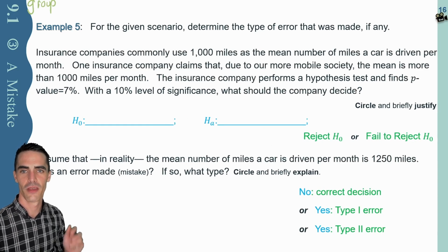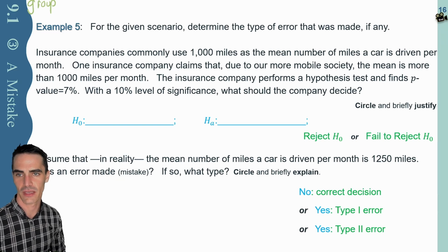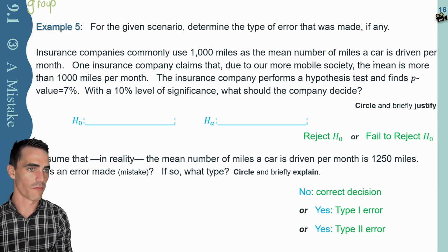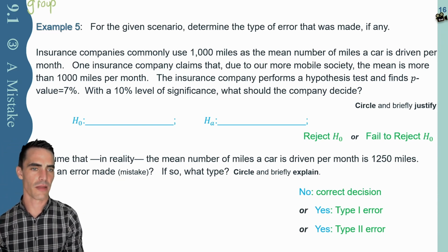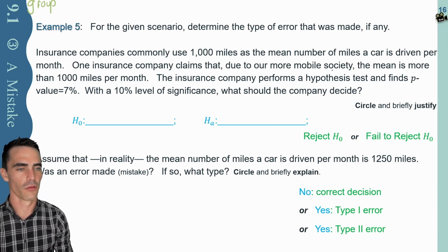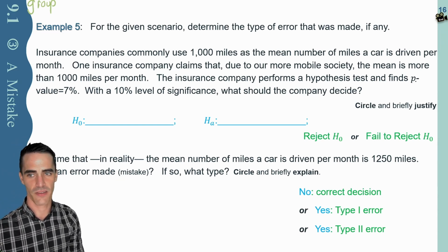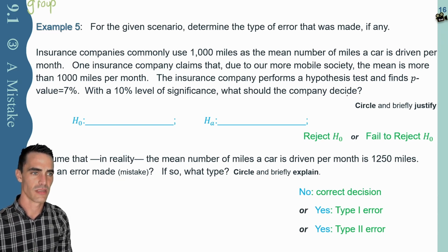Next example. For the given scenario, determine the type of error that was made, again, if any. Insurance companies commonly use 1,000 miles as the mean number of miles a car is driven per month. One insurance company claims that due to our more mobile society, the mean is more than 1,000 miles per month. The insurance company performs a hypothesis test and finds a p-value of 7% with a 10% level of significance. What should the company decide?